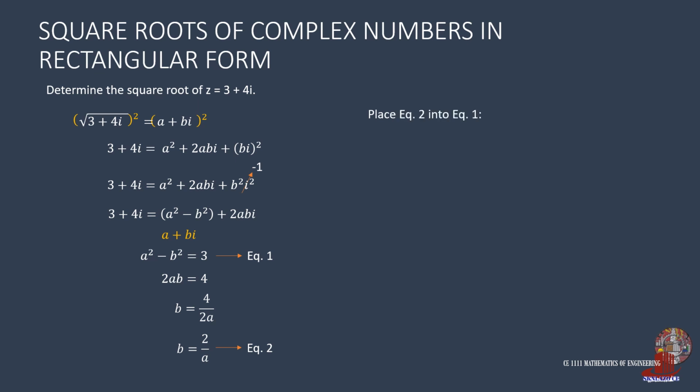Plug the second equation into the first and get a squared minus the square of b, which is now 2 over a, as equal to 3. This is simplified as a squared minus 4 over a squared as equal to 3. Multiply a squared into the equation and get a raised to 4 minus 4 as equal to 3a squared. Let's arrange this into the quadratic equation. A raised to 4 minus 3a squared minus 4 is equal to 0.